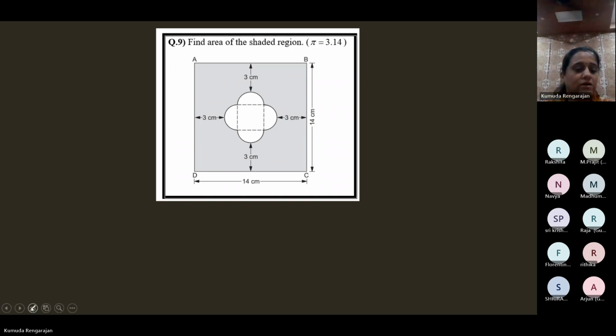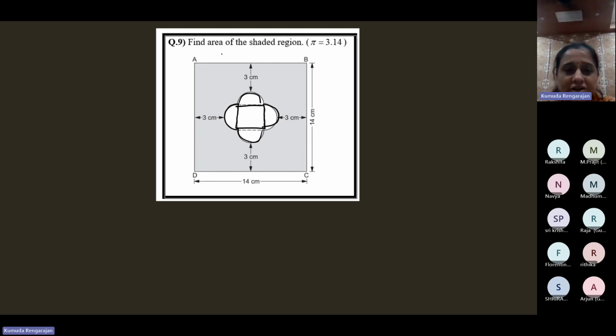All right. Now the area of the shaded region is the area of the square minus the area of the design in the middle. Area of the square minus the area of the design in the middle will be the area of the shaded region. Now to find the area of the design in the middle, this one is a square. We need to find the area of the square and the area of these semicircles.